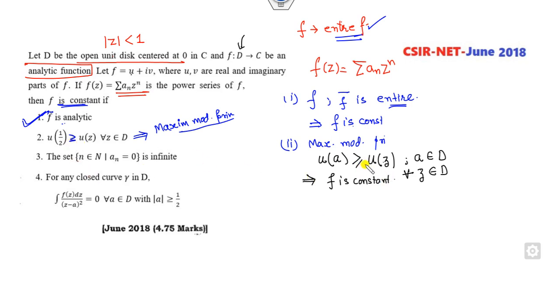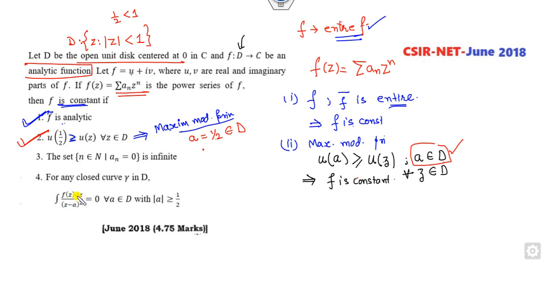So you can see I only need to prove A must belong to D. What is A? A in this case is half. So what is the capital D? Capital D in this case is the collection of all those points. Now clearly half is less than 1, so therefore this belongs to D. This property is satisfied. So what is the meaning of that? This is constant, the right answer.